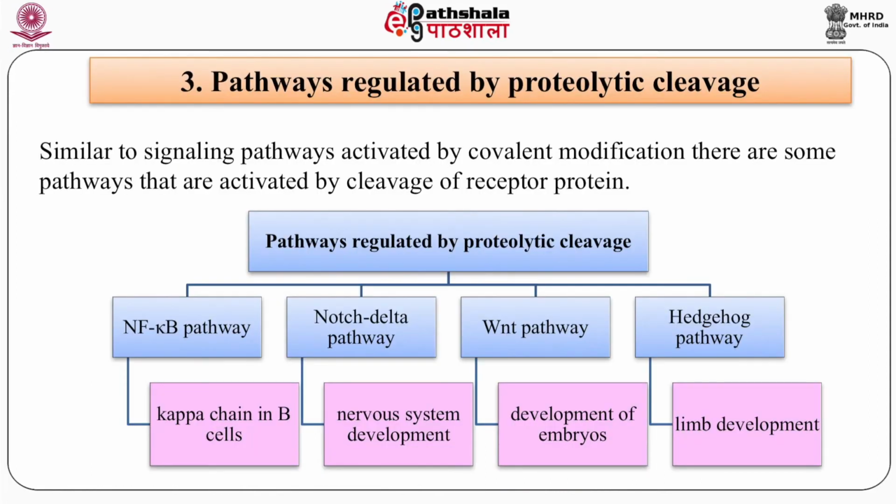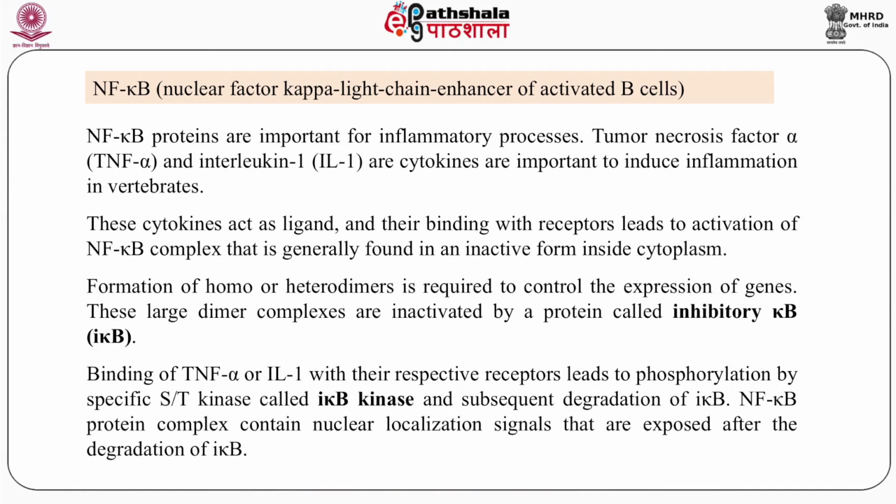Now, along with the previous receptors, there are certain pathways which are regulated by proteolytic cleavages, and similar to these signaling pathways which are activated by covalent modification, these pathways are activated by cleavage of receptor proteins. They include NF-kappa B, Wnt pathway, Hedgehog pathway, etc. NF-kappa B is a nuclear factor kappa light chain enhancer of activated B cells.